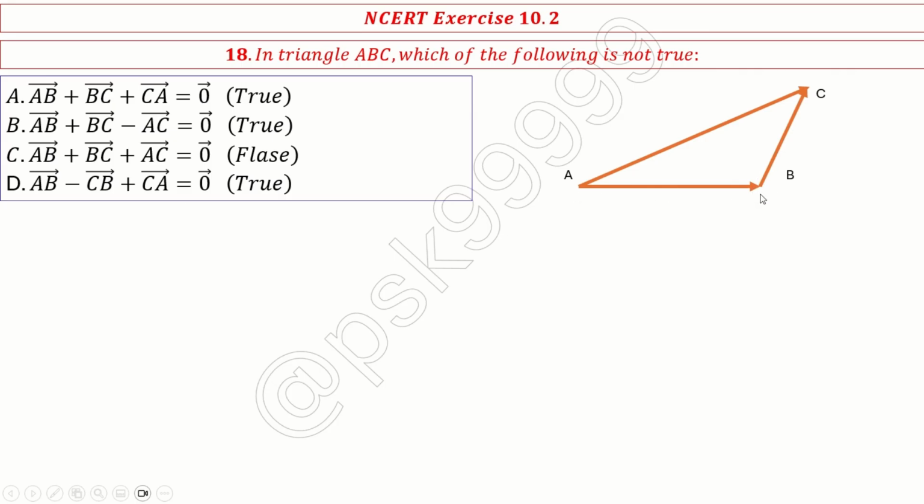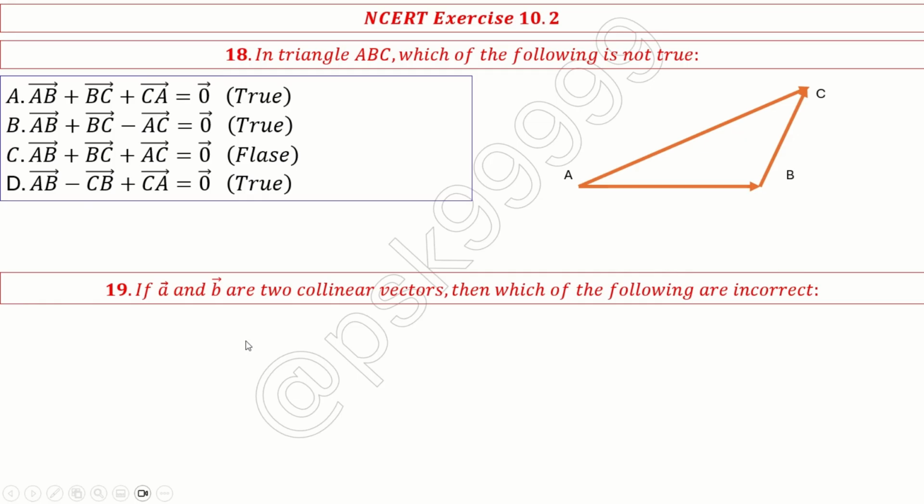Minus CB is nothing but, sorry, BC. Correct? Minus CB is BC. Plus CA. Okay. Plus CA back to A. Sorry. Yeah, this is also true. This is same as A actually. Okay. Plus BC, I am writing it as minus CB. So those two, A and D, are same actually.